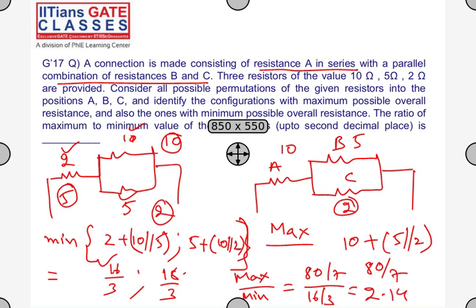For this particular question, you have to apply the logic that if two resistances are in parallel, the equivalent resistance will be less than the minimum value of both the resistances. Okay. Moving on.